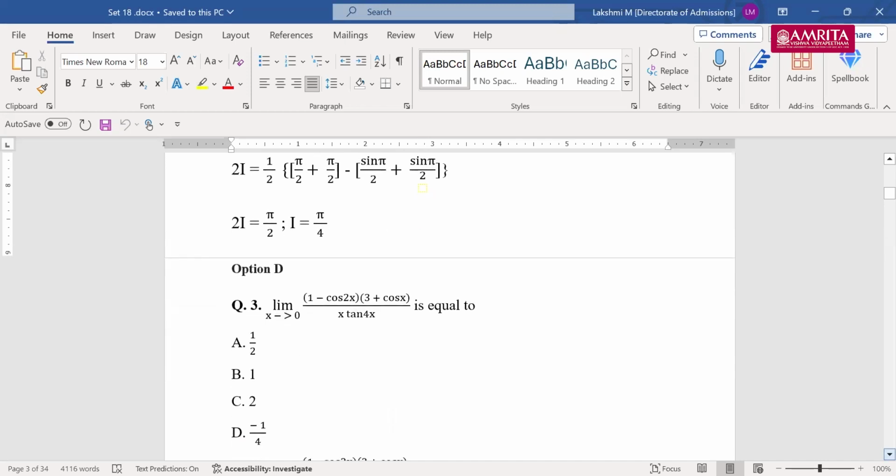Now, next is also a simple question. These type of questions also come. Limit x tends to 0, (1 minus cos 2x)(3 plus cos x) divided by x tan 4x. It is 1 minus cos 2x, 3 plus cos x, and x by tan 4x. Limit is given as x tends to 0. Very simple question, but this also comes.